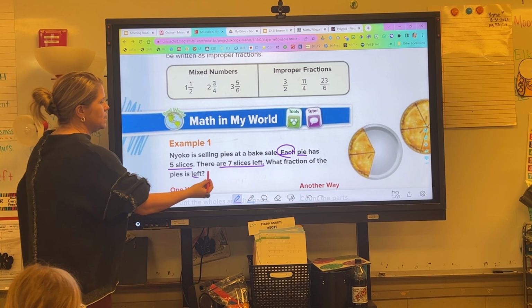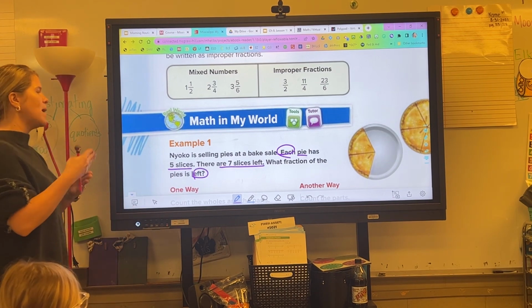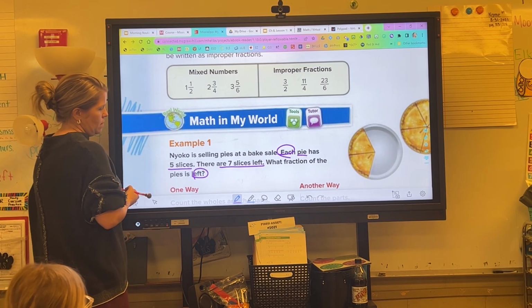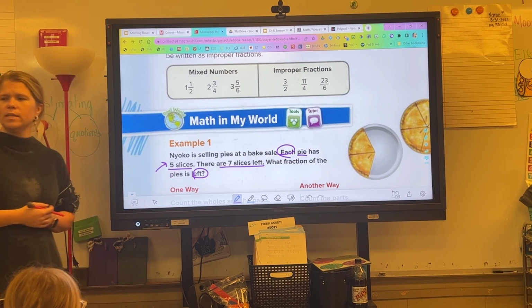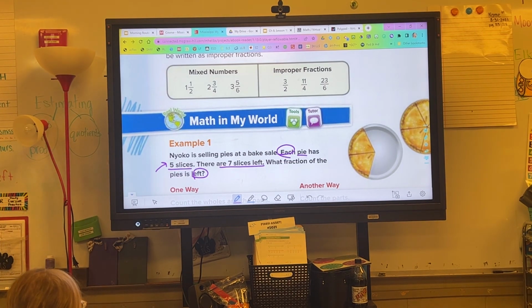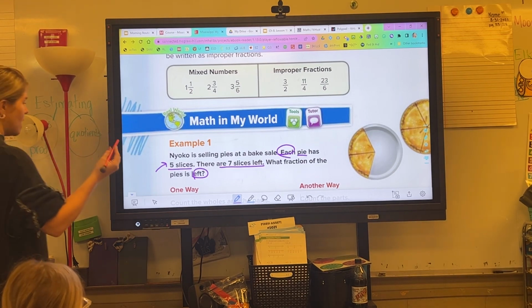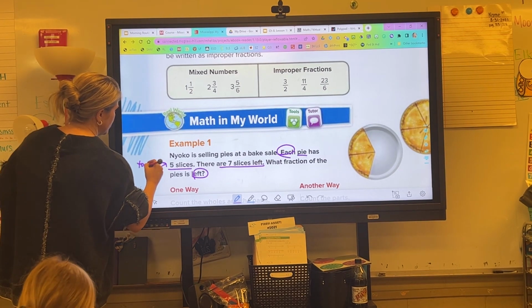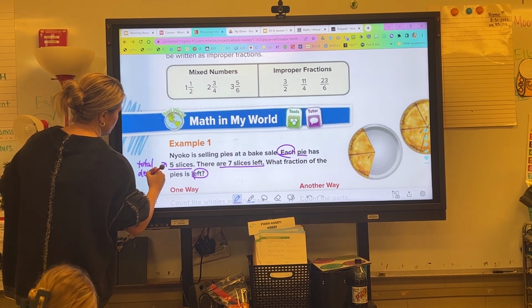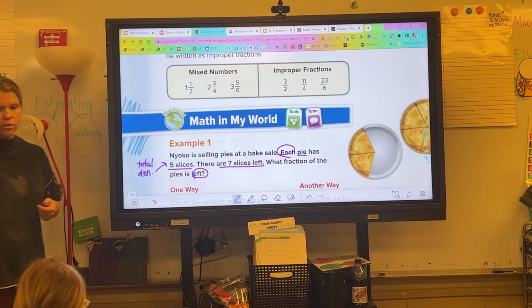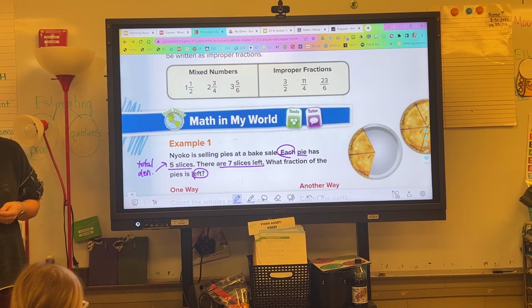All right, so he's selling pies at a bake sale. It says each pie has what? 5 slices. What is that 5 slices? That's the total. That's my denominator. Good. So let's write total. We'll just abbreviate. That's my denominator.